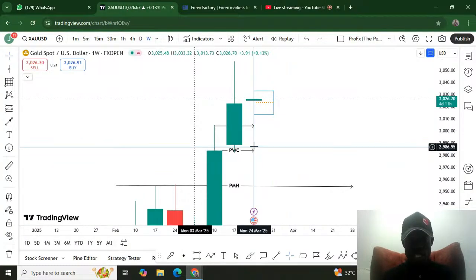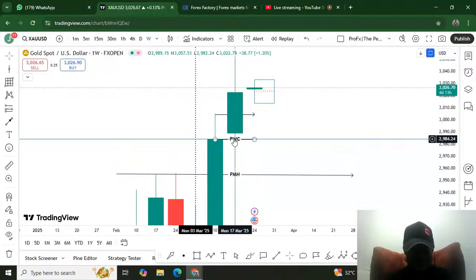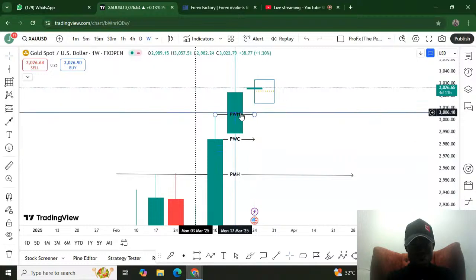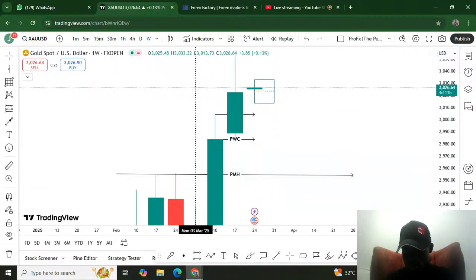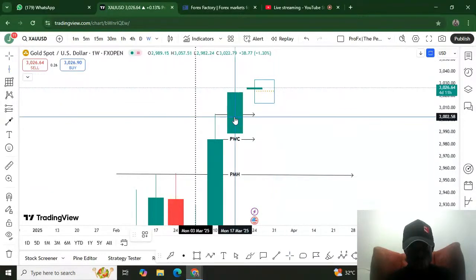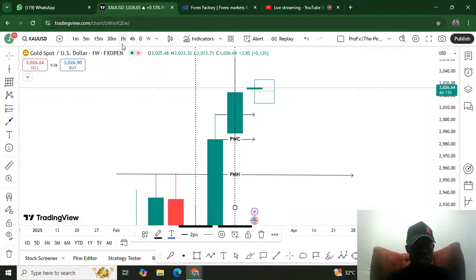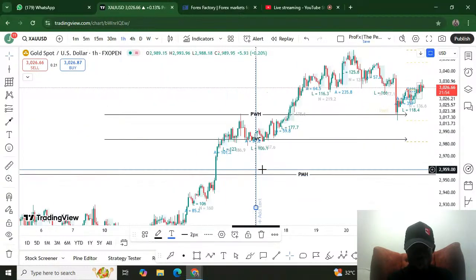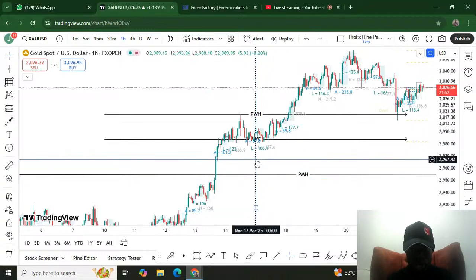So back to our chart. Let's do a backtest again. These are previous week high and previous week low, right? We resume for the week. Where is it? Monday.